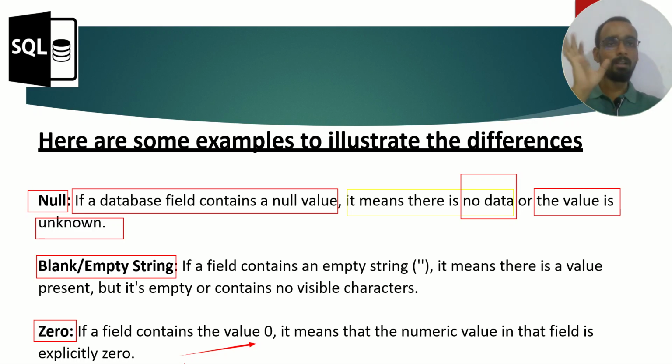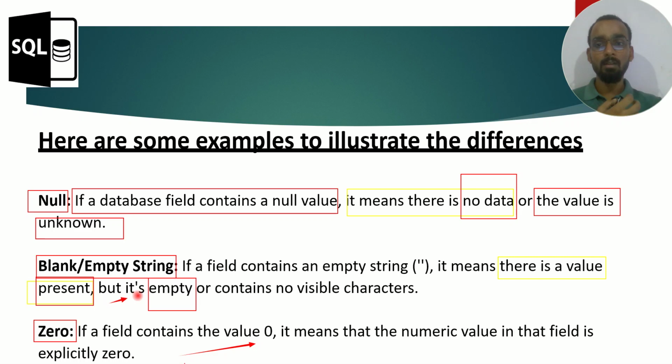Simple for the null. And for the empty and blank, you just have to remember there is a value present, but it is empty right now. Getting my point? It is empty right now, and has no visible character. Let's say we haven't put anything over there. Simple. I hope you understand till now.